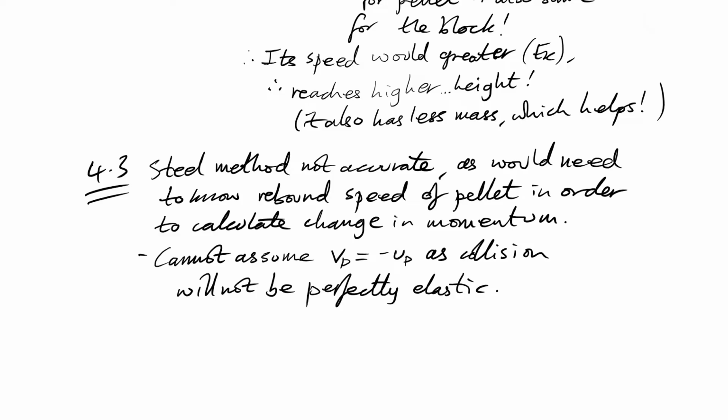Whereas the first method is fairly accurate because we know that it's lost all of that momentum. It's given all of its momentum to the block, okay, the block and the pellet.